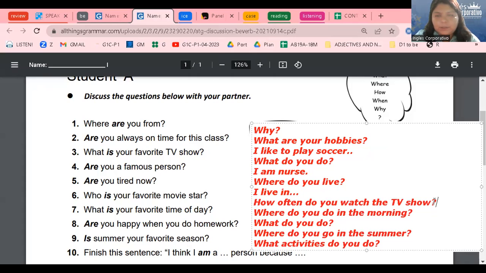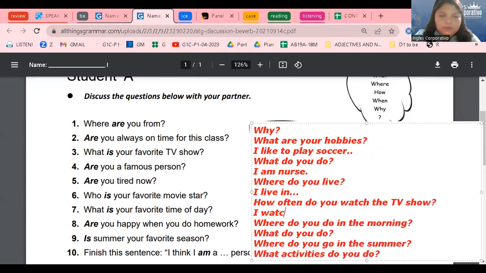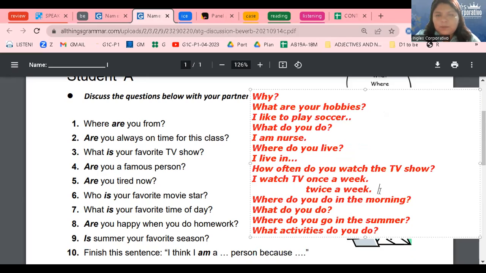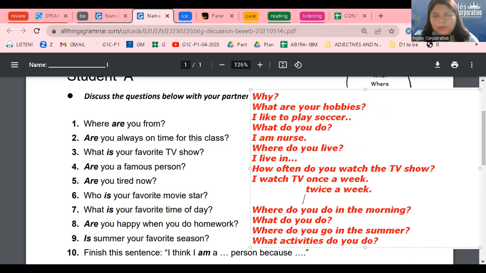How often do you watch TV? I watch TV, for example, once a week. Una vez a la semana. So I just want you to get some ideas: twice a week. Y quiero que vayan tomando ideas ustedes de lo que pueden ir respondiendo. I watch TV once a week, twice a week, dos veces a la semana, y lo podrían cambiar por el día. For example, once a day, or it can be daily.